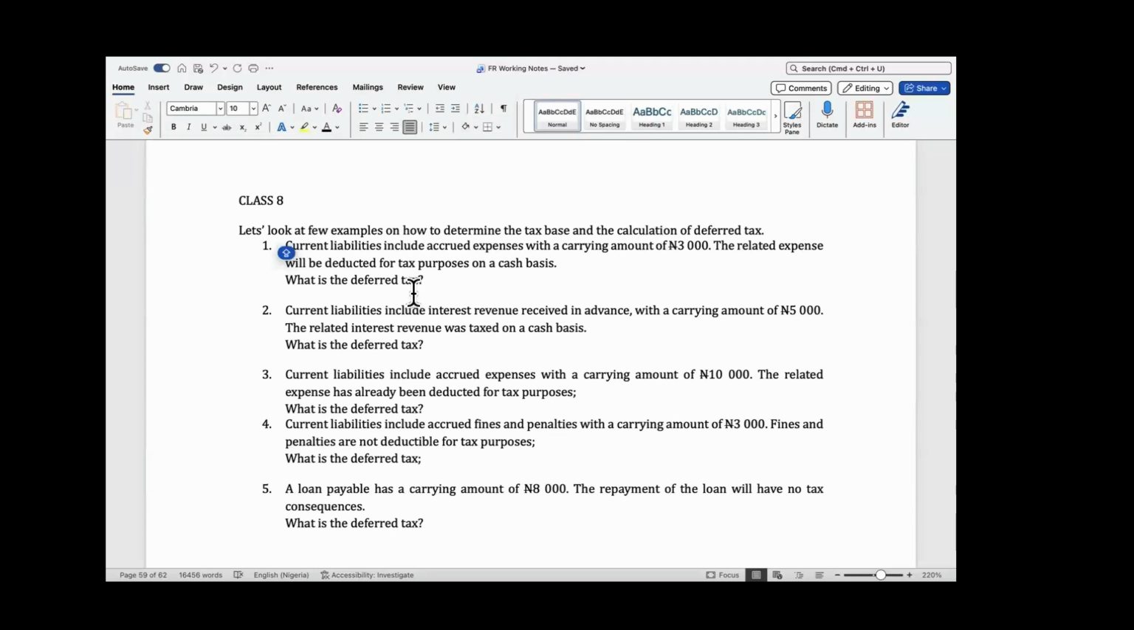Don't forget that we are looking at income taxes, and income taxes is about company income tax, which can either be current tax or deferred tax. For current tax, these are majorly the tax that a company will pay or recover in the current year based on taxable profits. And these taxable profits are determined by the tax law.